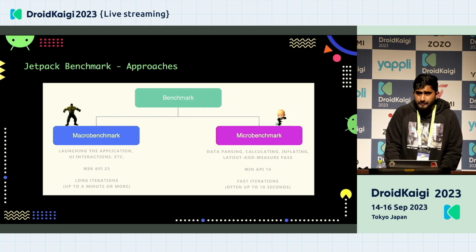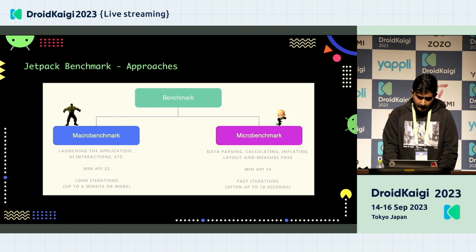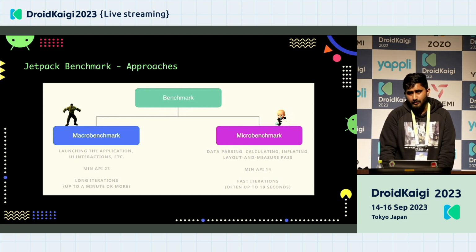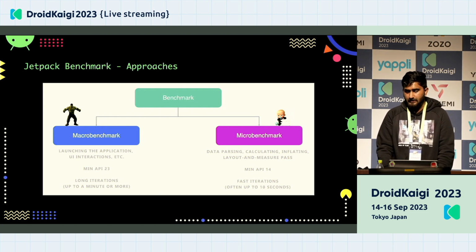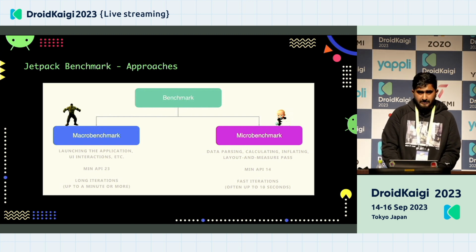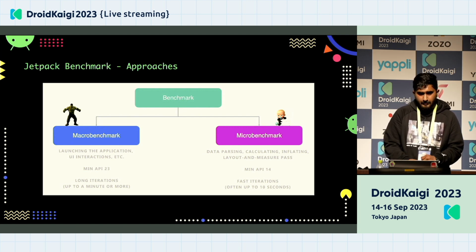So what are the approaches for benchmark? There are two, macro benchmark and micro benchmark. Macro benchmark library is designed for benchmarking application launch, user interactions, interface manipulations, list scrolling, animations. Basically, the library performs testing in a separate process from the application, and one iteration of the testing cycle takes quite some time and may exceed a minute. Macro benchmark needs minimum API level 23 to be implemented.